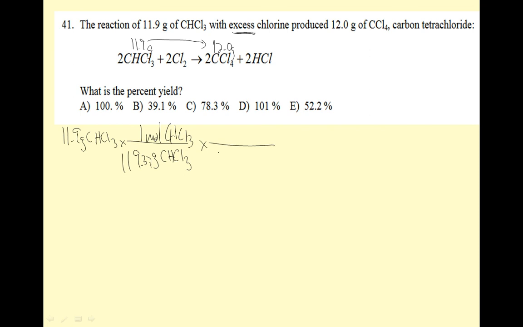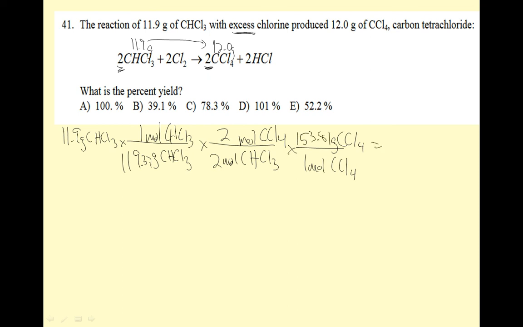And I need to convert that into grams of the other one. So 1 mole of CHCl3. Why do I keep doing that? And moles of CCl4. Oops. This isn't 1. Moles over moles use coefficients. 2 over 2. And then I figure out grams of CCl4. 1 mole CCl4, grams of CCl4. So I'm going to embarrass myself again by 35.45 times 4 plus 12.01 equals 153.81.